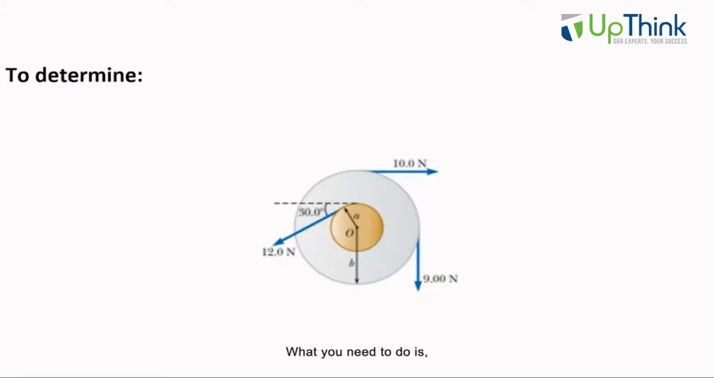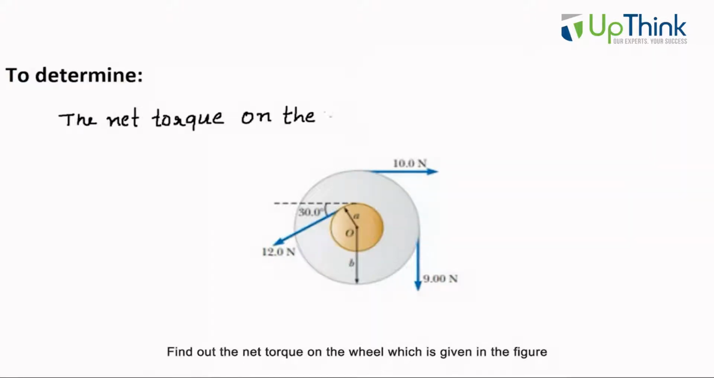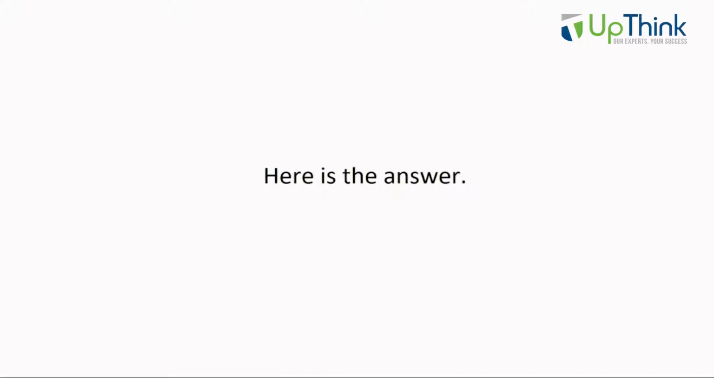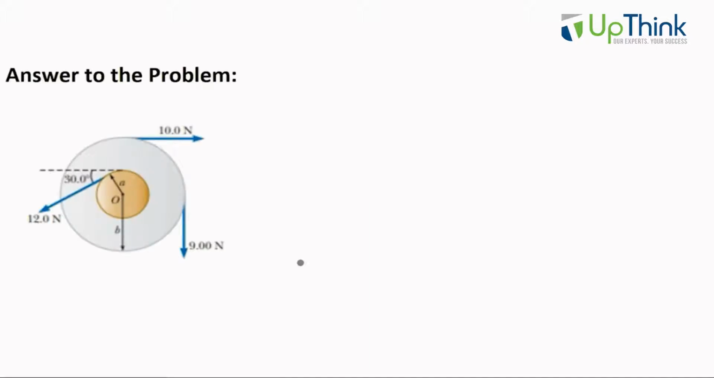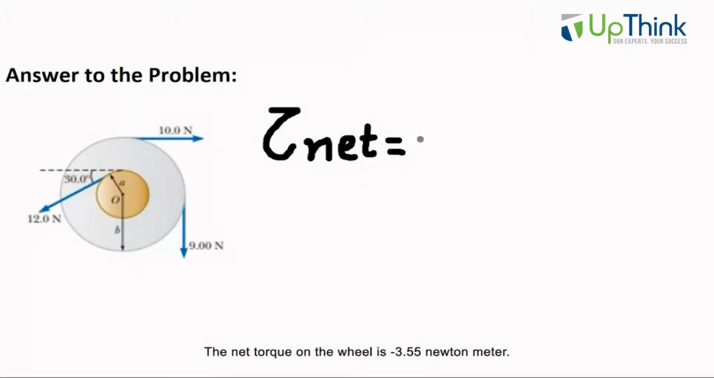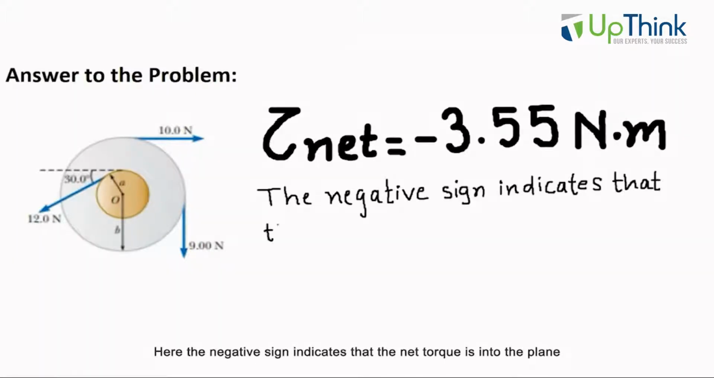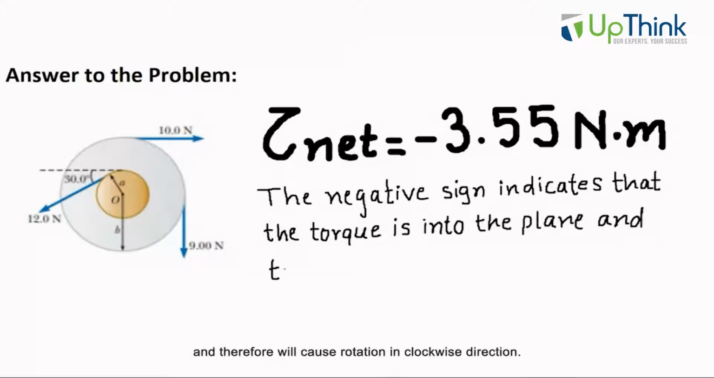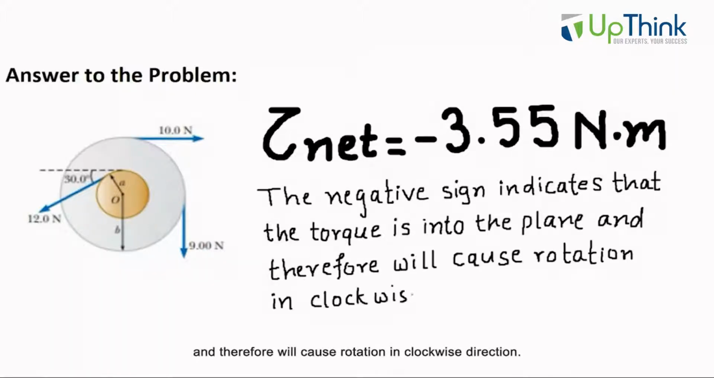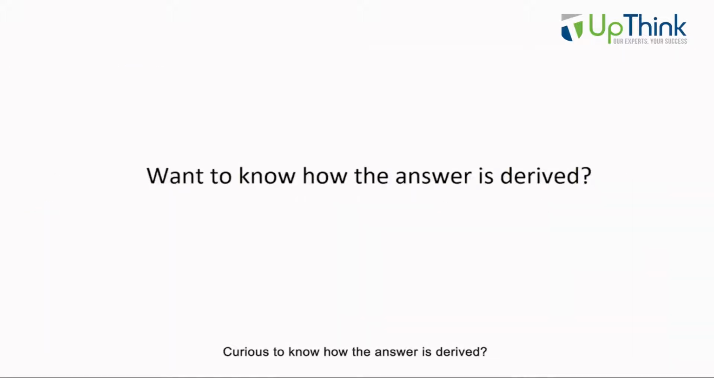What you need to do is find out the net torque on the wheel, which is given in the figure. The net torque on the wheel is minus 3.55 Newton meter. Here, the negative sign indicates that the net torque is into the plane and therefore will cause rotation in clockwise direction. Curious to know how the answer is derived?